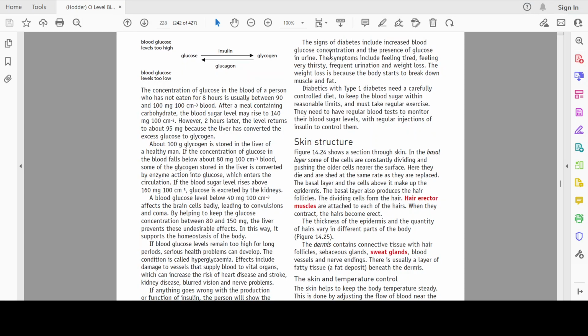So symptoms are that you start feeling tired, you feel very thirsty, you have to go to the washroom frequently to urinate, and you're losing weight, interestingly. The weight loss is because the body starts to break down muscle and fat. Why is it breaking down muscle and fat? It's because you don't have glycogen stores in the body. So there's no backup in terms of carbohydrate, and so they're going to utilize protein and fat and convert that to glucose to use, and that's why you lose weight.